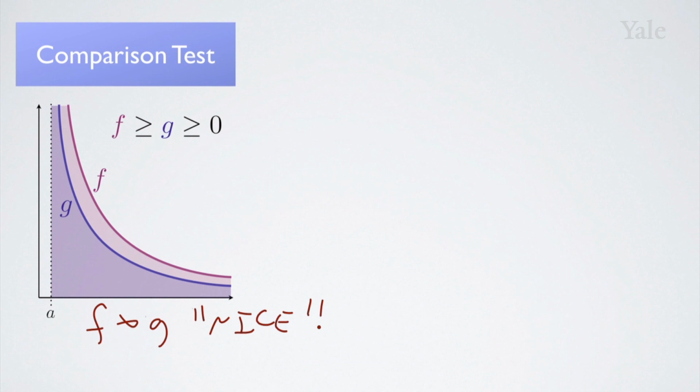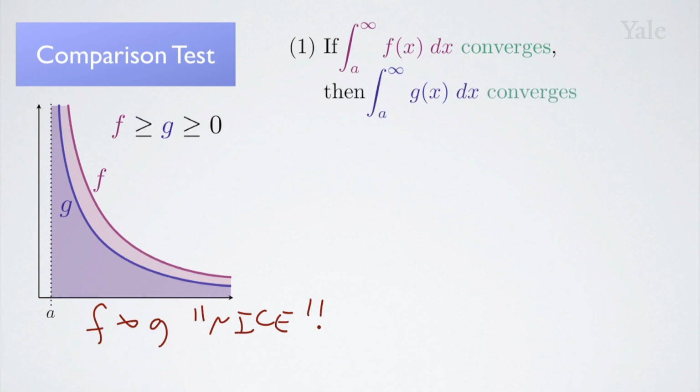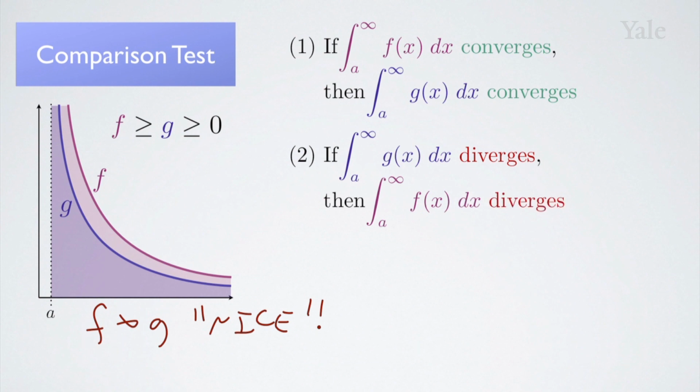So our comparison test says this. If the integral of f, the upper curve, converges, then the area underneath the lower curve must also converge as well. The second statement comes from our second example. If the area underneath the lower curve diverges, it's got to be infinite, then the area underneath the upper curve f also must diverge. But we have two other cases really.